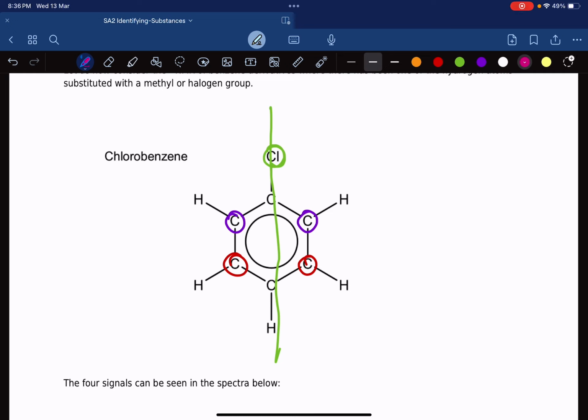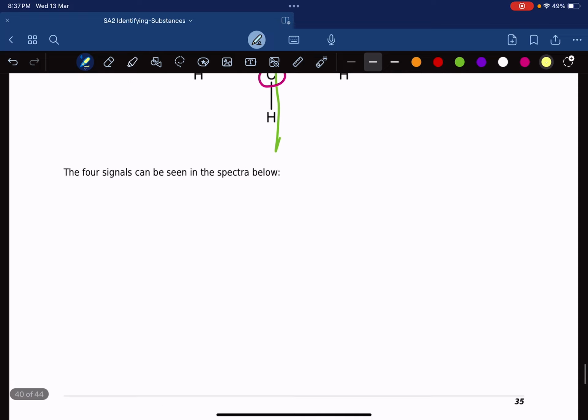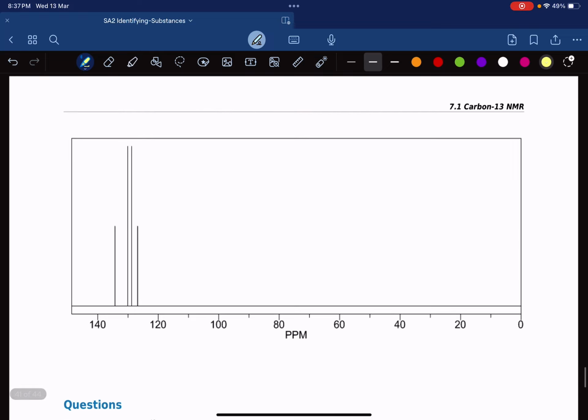This carbon and this carbon are not the same. Okay, they are not the same. So how many carbon environments do you have? You have 2 purples, 2 reds, 1 pink and 1 yellow. So the ratio will be 2, 2, 1, 1. Okay, so this is how it looks. See here? 2, 2, 1, 1.